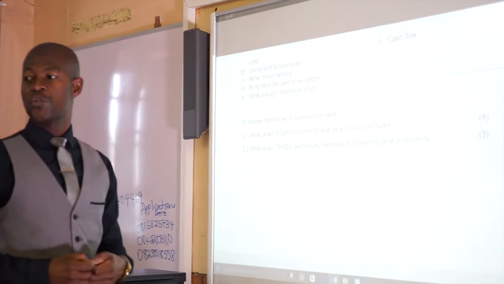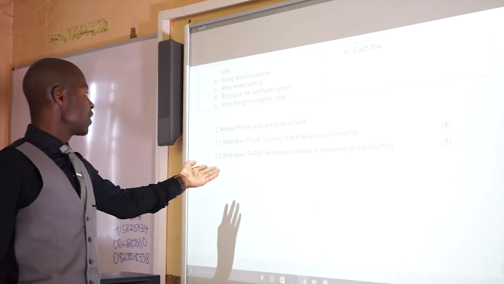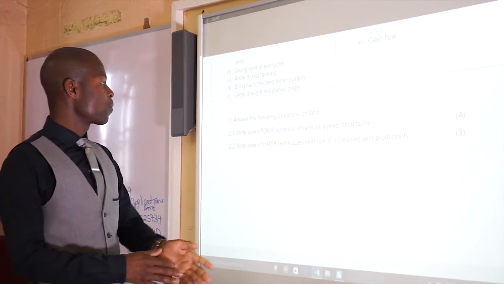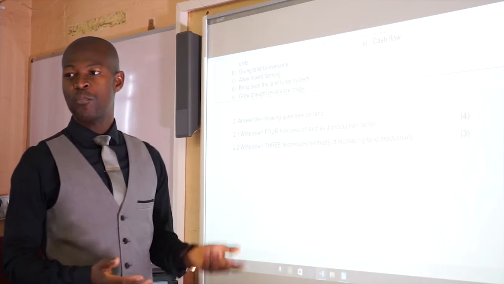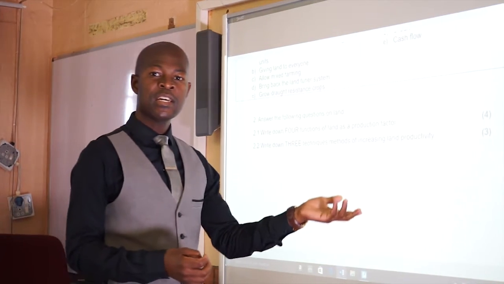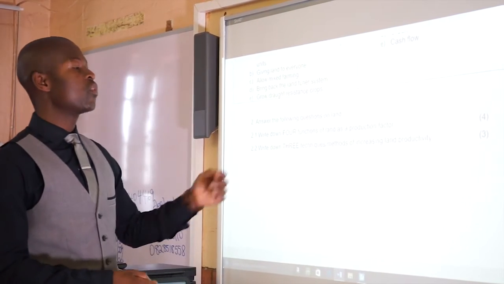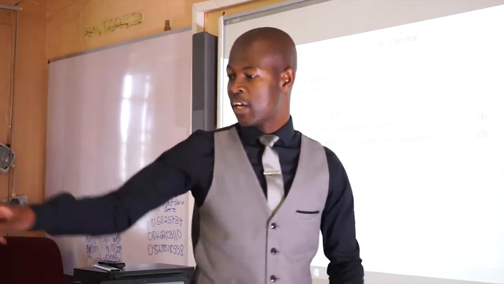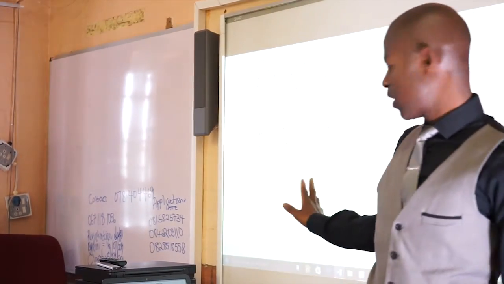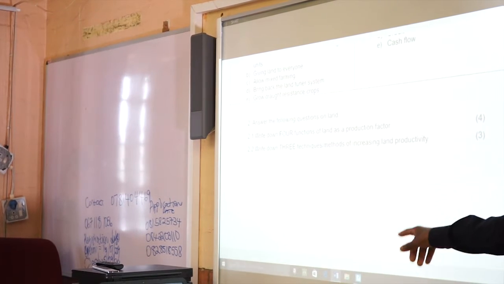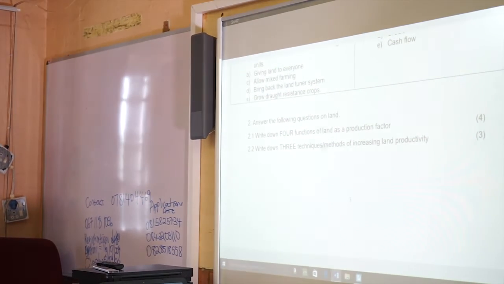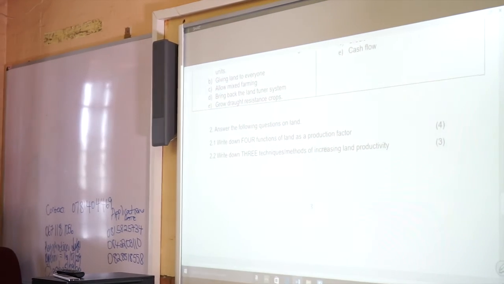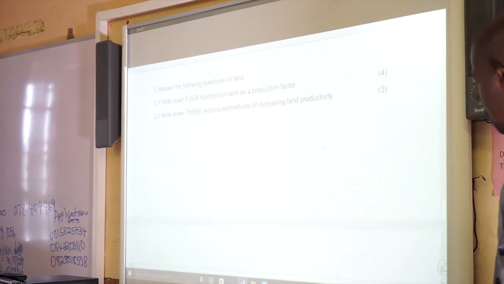It is not specific to saying are those the economic functions of land or what. But it also says 3 techniques or methods of increasing land productivity, as we've just mentioned earlier, that you can have proper water management, you can add fertilizers, but also you can consolidate those uneconomical land units. So if I can have another set of questions below this, pertaining to land.